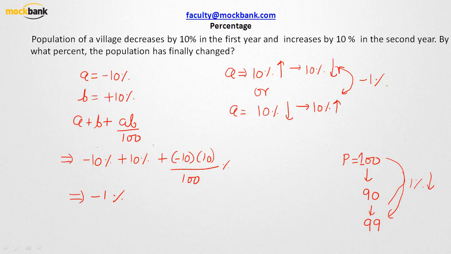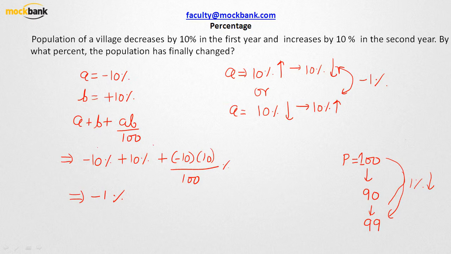So there will be a change of negative 1% if there is a decrement of 10% followed by an increment of 10%. Now here in our problem, A and B both are the same. You can take different values. You can say that the population in the first year is decreasing by 10% and then it is increasing by 20% in the second year. So what is the total change in the population in terms of percentage? Very same, you can take A to be negative 10% and B to be positive 20%, and you can apply the AB formula, you will have your answer.